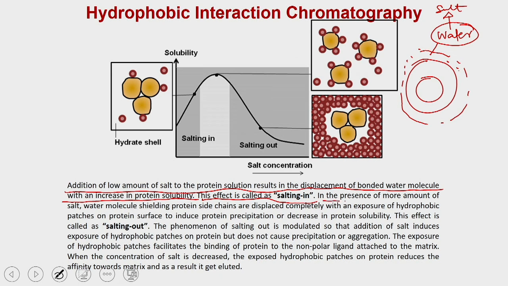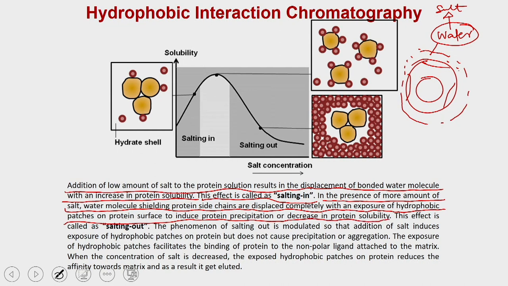But if you increase the amount of salt, the water molecules shielding the protein side chains are also displaced completely, with the exposure of the hydrophobic patches on the protein surface, which induces protein precipitation or a decrease in solubility.